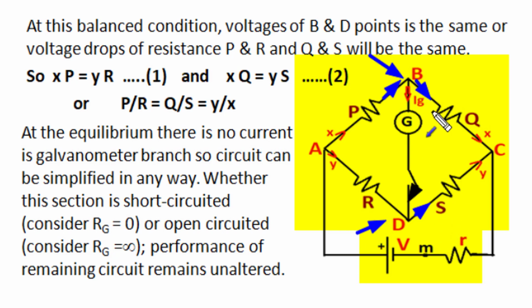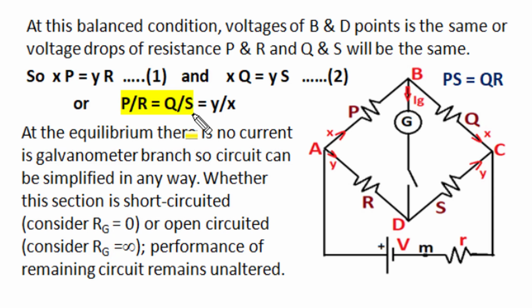And again, since B and D have identical potential, C is a common point. So the potential drop across Q resistance between B and C and across S resistance between D and C is the same. That means XQ, voltage drop of Q resistance, is equal to YS, voltage drop of S resistance. If we simplify the two relations and obtain the ratio of current Y to current X, from the first relation it is P divided by R, and from the second relation it is Q divided by S.